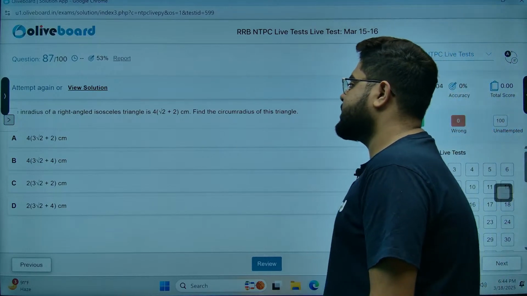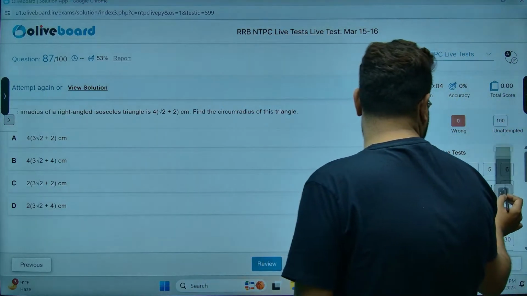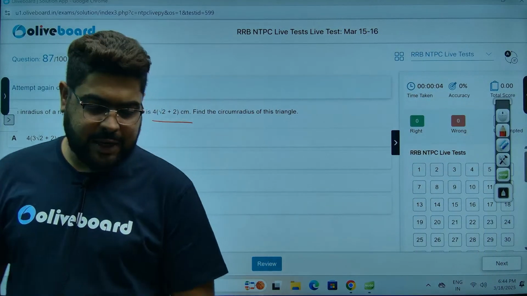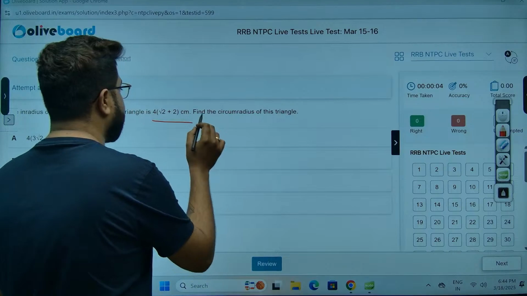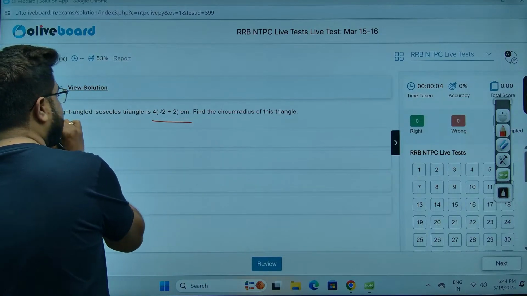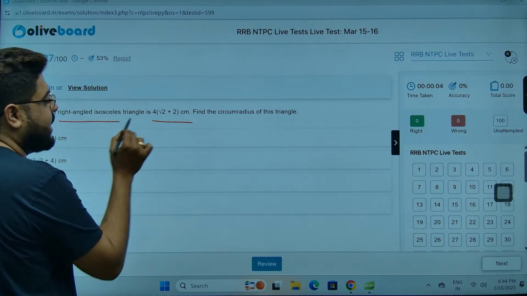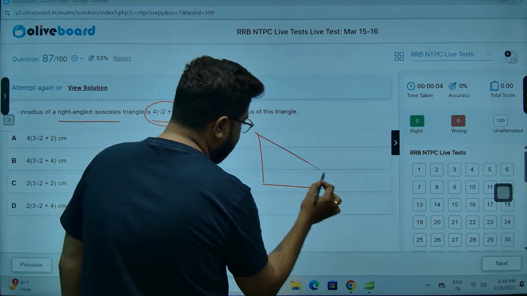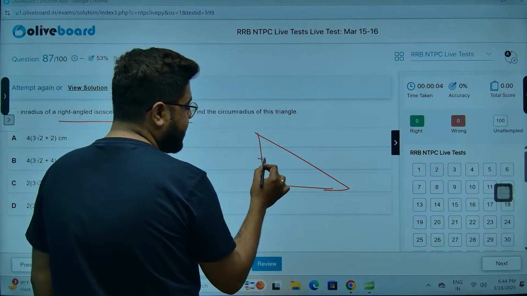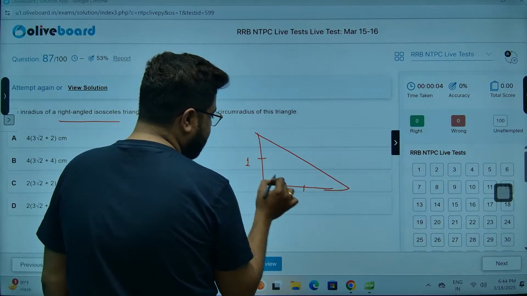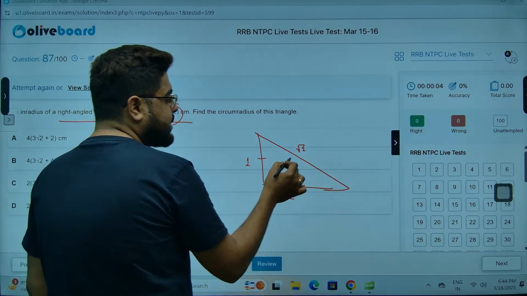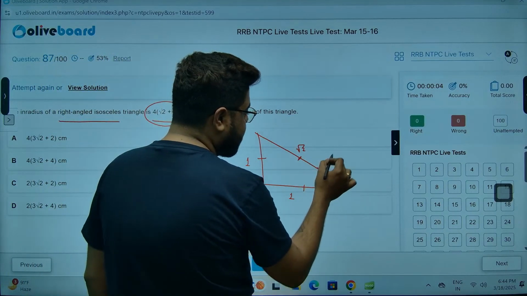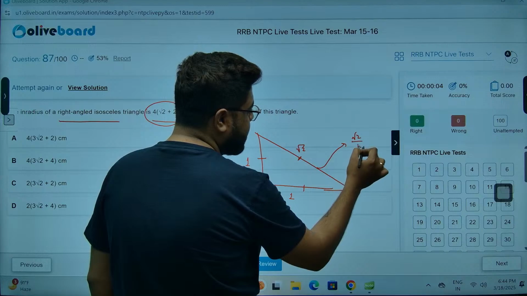Inradius is this. Do you need a shortcut? The shortcut is 1 ratio root 2 plus 1 for a right angled isosceles triangle. How it comes, if you want to know: take a right angle triangle. If these two sides are equal, say this is 1 and this is 1, the circumradius is always half of the hypotenuse. So the circumradius will be root 2 by 2.